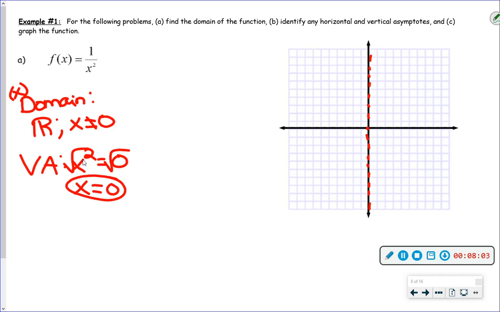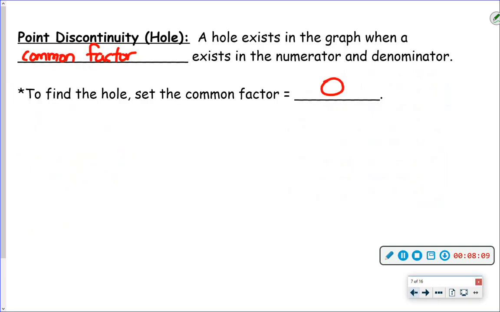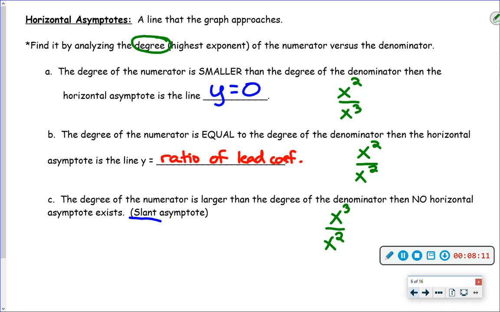Next thing I'm going to find, horizontal. Well, you finish marking that. I'm going to just go back a couple slides here. Now here's where we have to compare the degrees. For horizontal, we're going to have these first two cases right now. We're not to a slant yet. We're either going to have the degree of the top being smaller, 0, or they're the same, the coefficients. Let's see what we got.